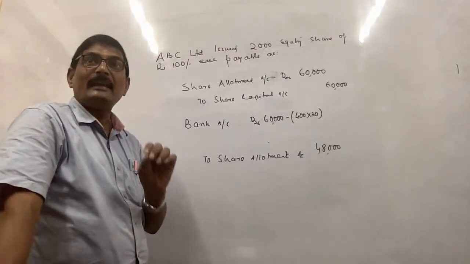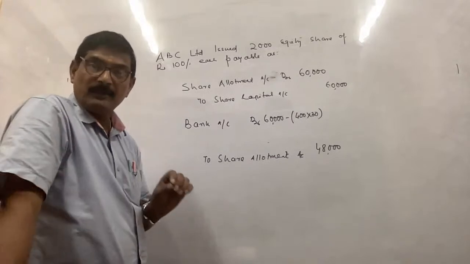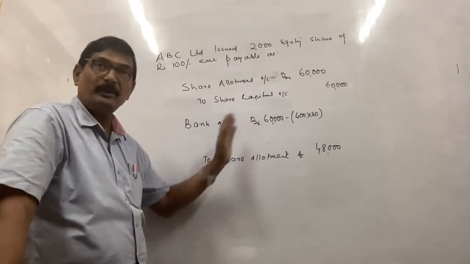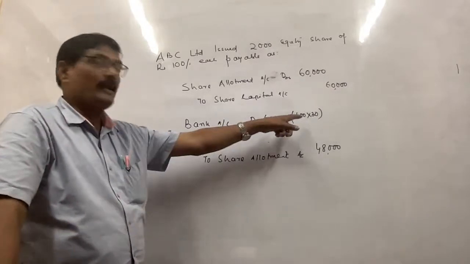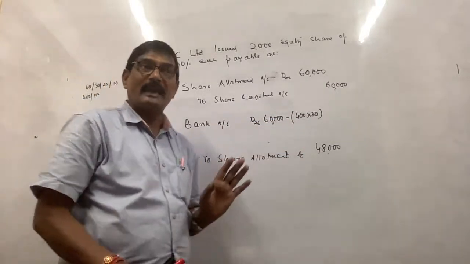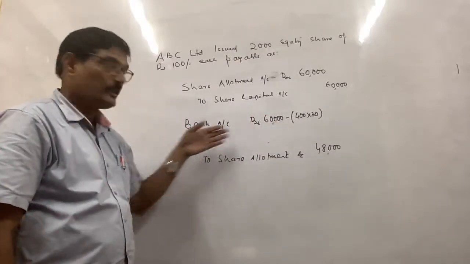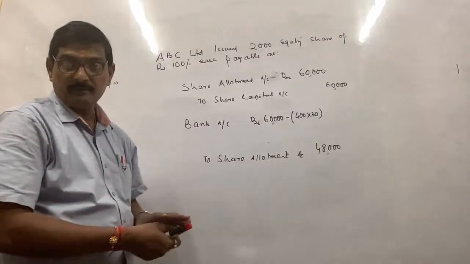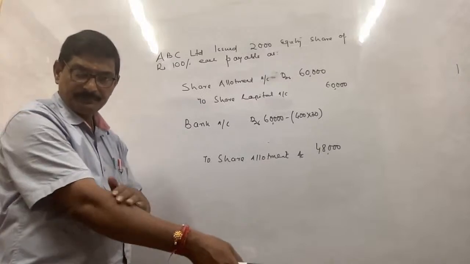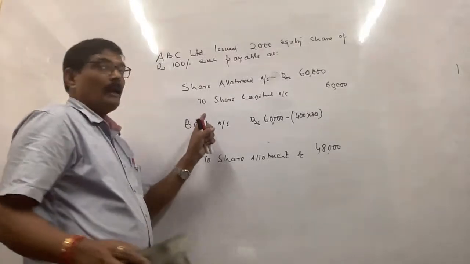If the question is silent about without opening calls in arrear account, you can use it. If it is categorically given that you should not open calls in arrear account, in that case write in this way: bank account debited to share allotment account, and deduct the amount, the net amount you have to write down. But if the question is silent, then you can use the calls in arrear: bank account debited, calls in arrear account debited to share allotment. Parth, I think you understood it. Right?